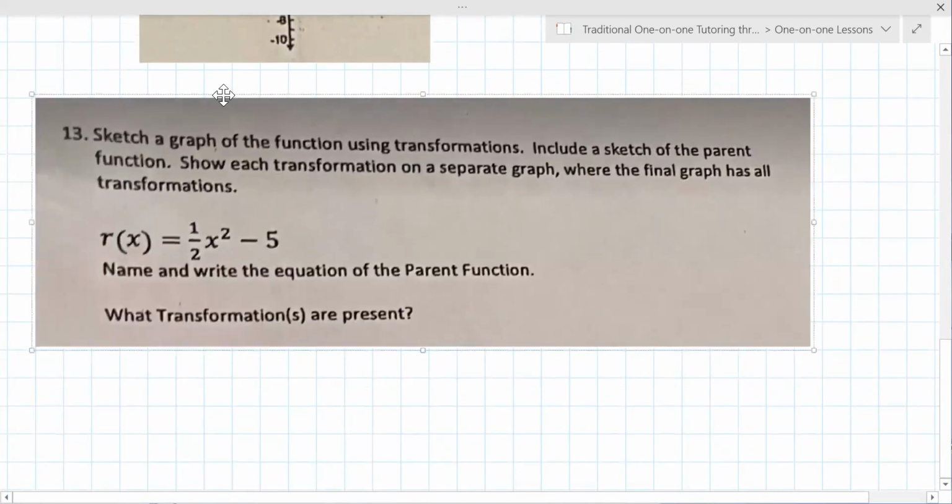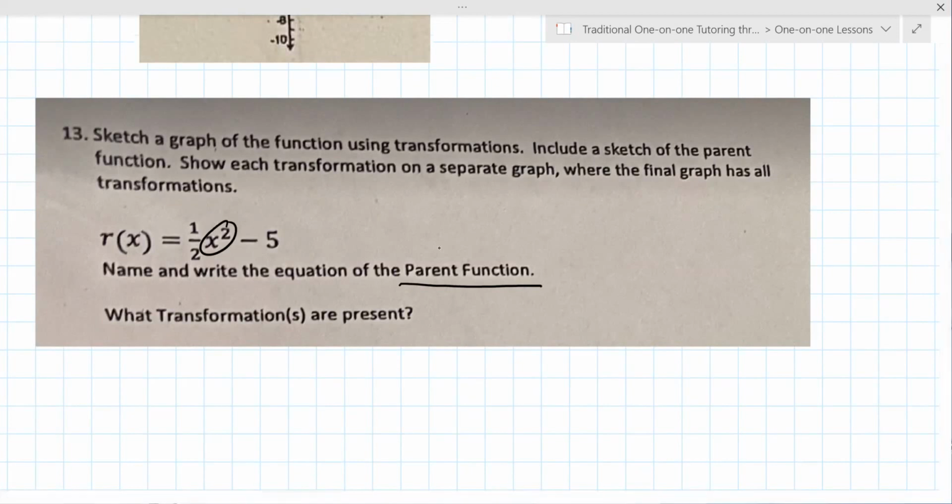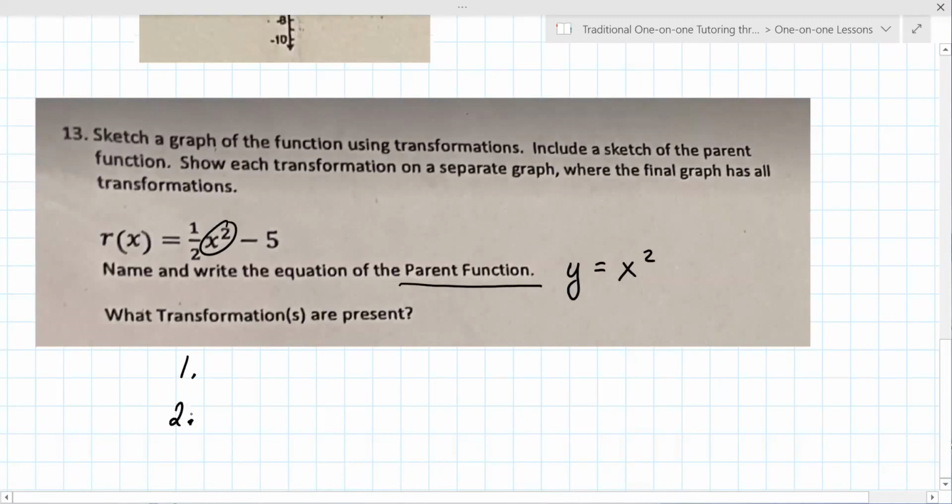All right, so with number 13, it says name and write the equation of the parent function. Do you see that there's an x squared here? So what is the parent function? The parent function is x squared. Yep. All right, now this one has two transformations. The first one is from the 1/2 and the second one is from the -5.